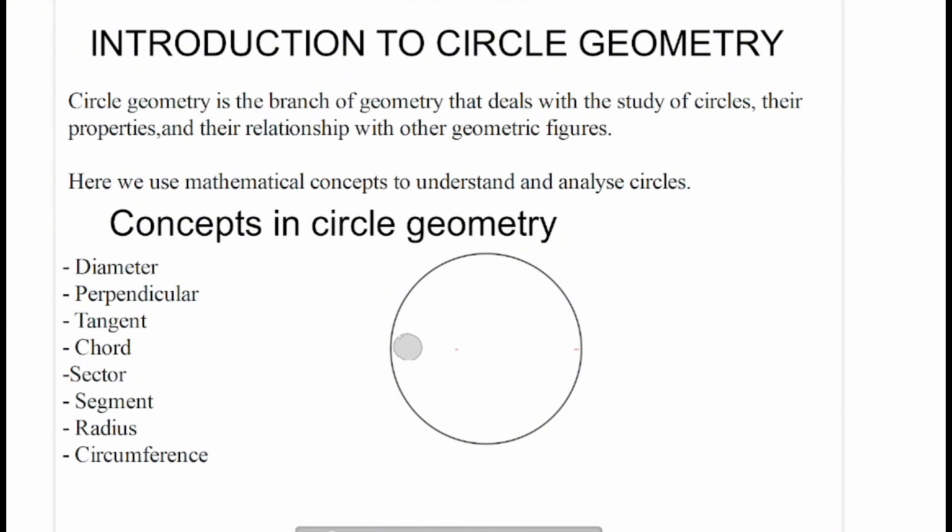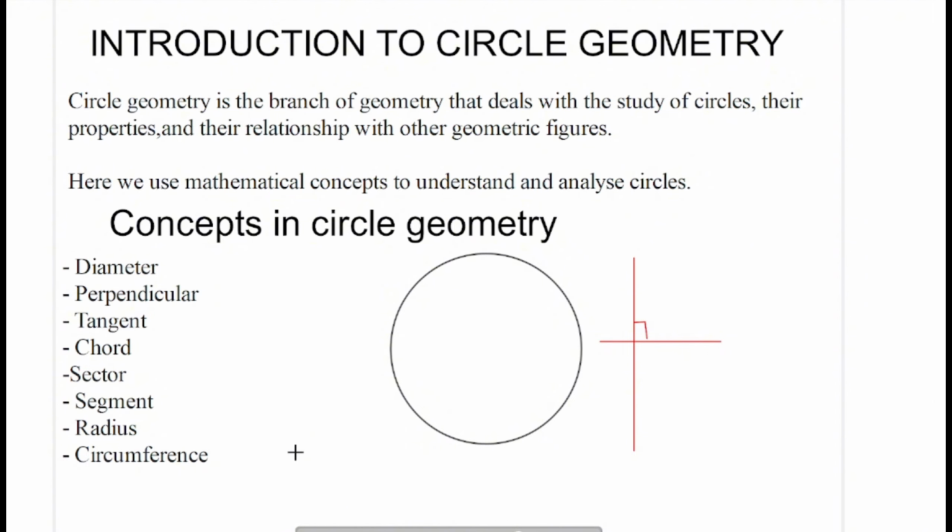Next is perpendicular. When you talk of perpendicular, it is two lines like this, and they meet together at 90 degrees. Of course, we know this is 90 degrees, right? So they meet together at 90 degrees. That's a perpendicular line. So two lines that meet together at 90 degrees are perpendicular.